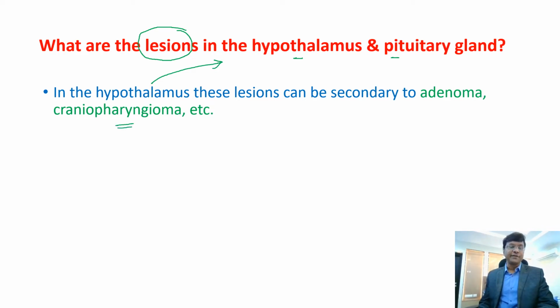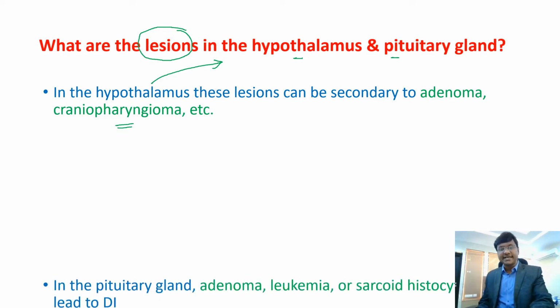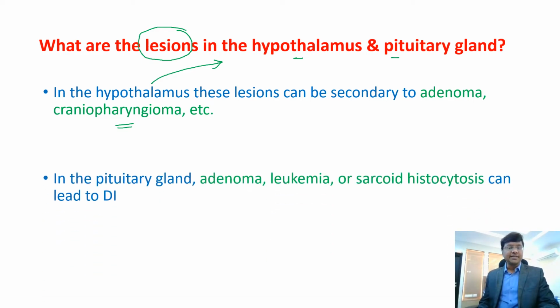adenoma as well as the craniopharyngioma. So craniopharyngioma is a tumor. Then if you take the lesions within the pituitary gland, that includes the pituitary adenoma, then leukemia or sarcoid histiocytosis. These are the lesions which can lead to the development of diabetes insipidus, right?